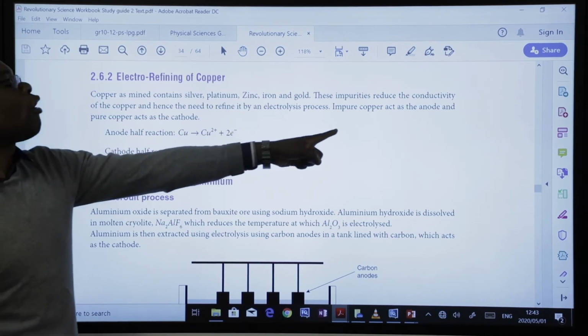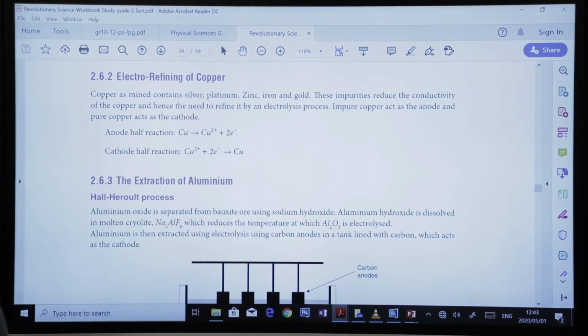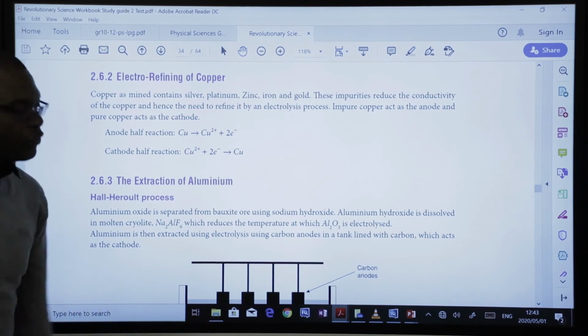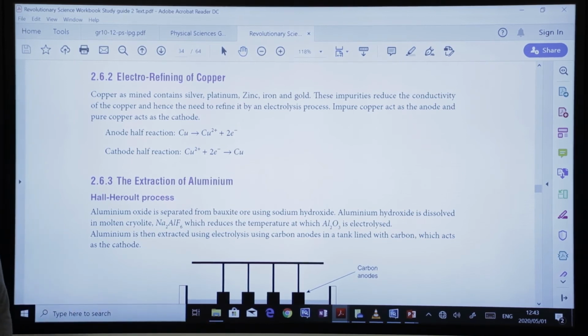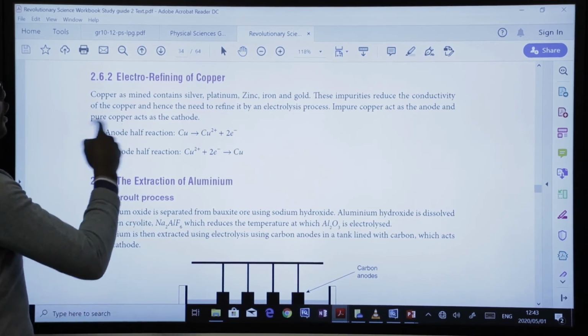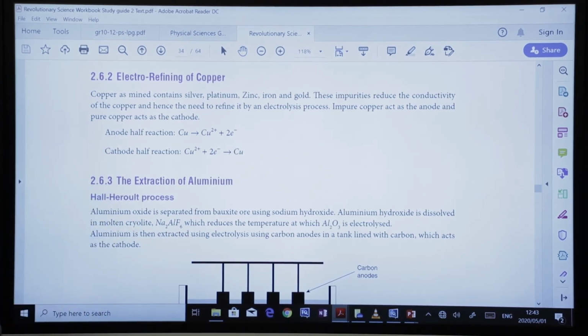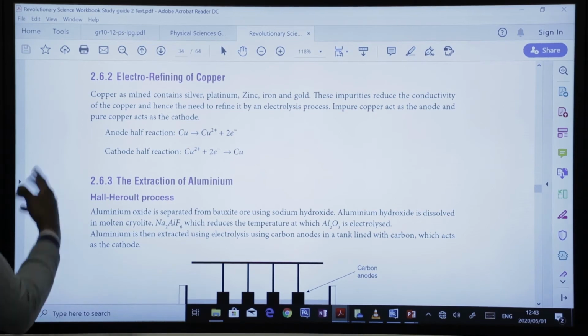So the impure copper acts as the anode. Why? Because it is going to dissolve and go into solution. And then when it moves to the negatively charged electrode, the cathode, they will pick up the electrons and become atoms. Okay. So we will get pure copper at the cathode. So this is what happens.